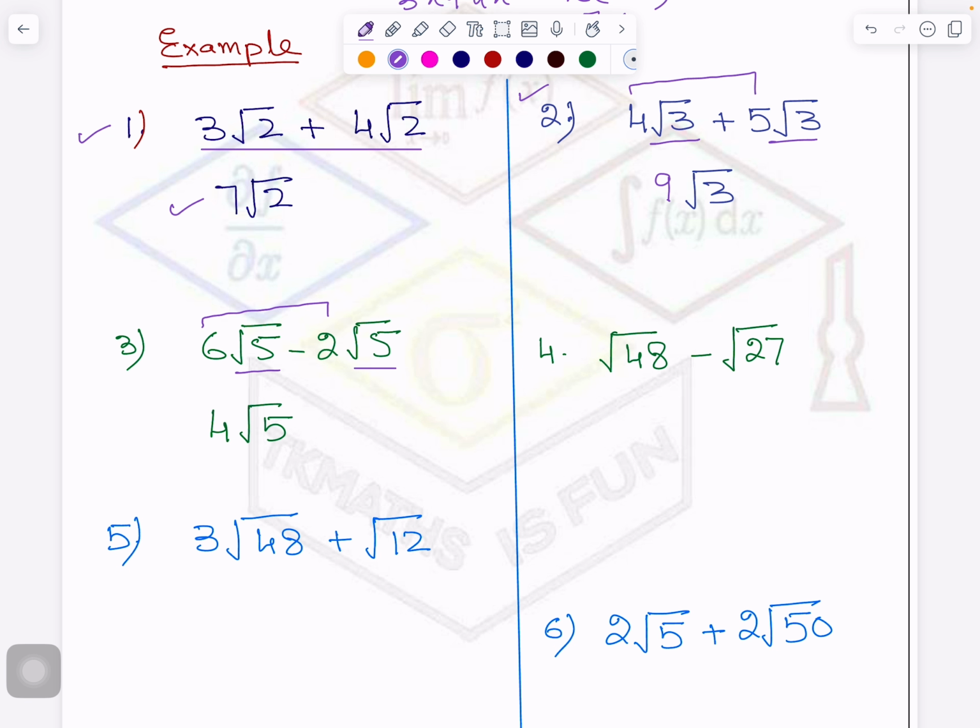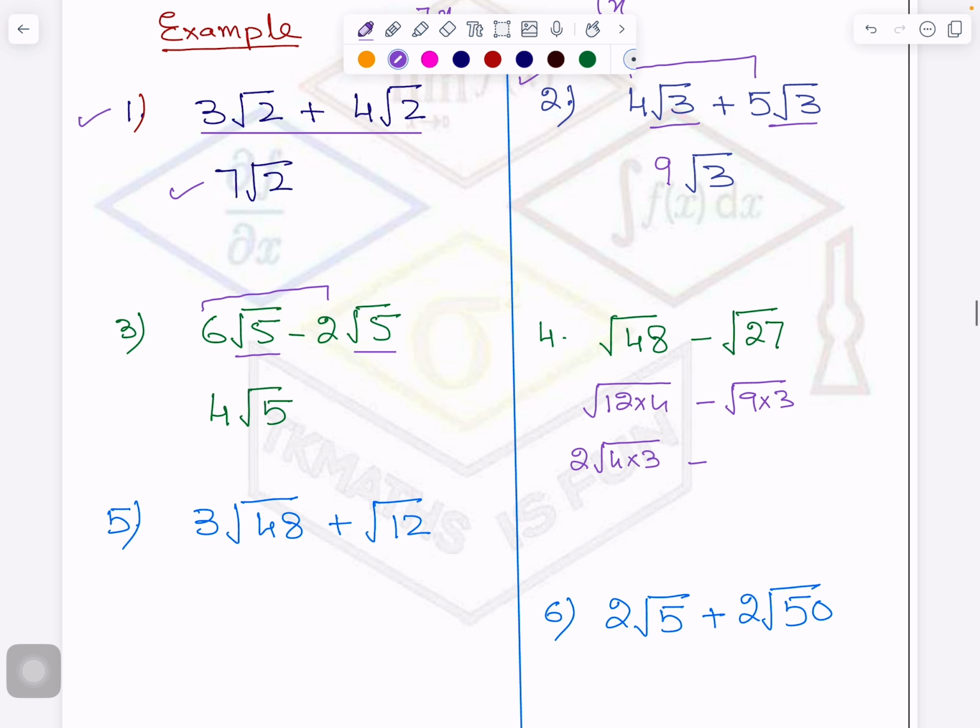Let's do 48 here. So 48, first of all, you have to simplify. So suppose I know 12 times 4 is 48, and then 27 can be written as 9 times 3. So root 4 can be written as 2, and 12 can be further split into 4 times 3. And here root 9 and root 3, because we know the rule we have seen in the previous case, that root of a times b can be written as root a and root b separately. So root 9 can be written as 3 and root 3 will remain as it is.